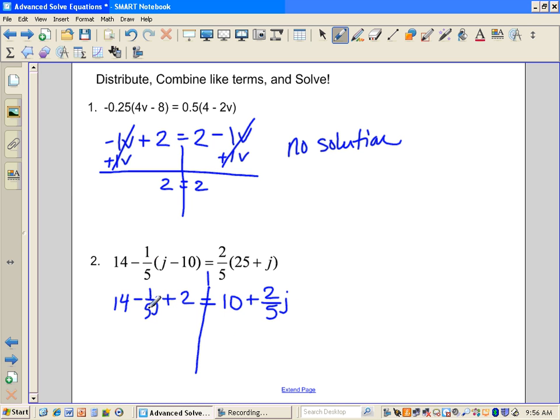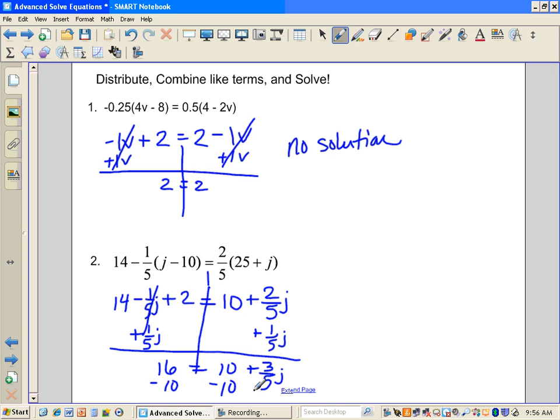Now, see how this is a negative and this is a positive. So what I might do is add 1/5 j here and add 1/5 j here so that those cancel. I'm going to combine like terms at the same side. I hope you're really paying attention here. 14 and 2 is going to be 16 on this side. I have 10 plus 2/5 and 1/5 is 3/5 j minus 10. We have to rewrite more of this up here. So 16 minus 10 is 4, which is equal to 3/5 j.